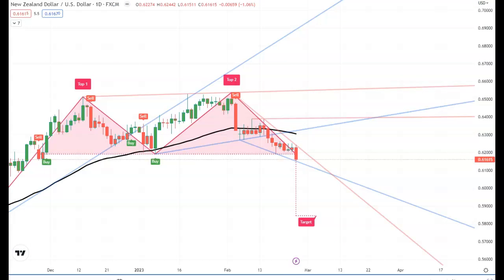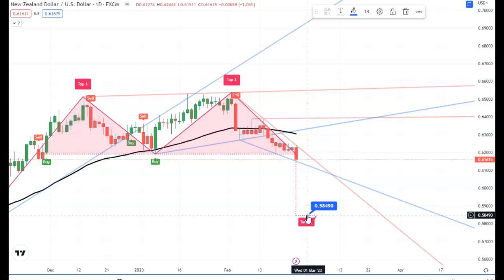Congratulations if you sold the Kiwi, New Zealand US dollar, a nice double top here. Double tops are fantastic reversals, and then you had a sell signal here, continues down, and the target for this week is automatically given for you, 0.5850.